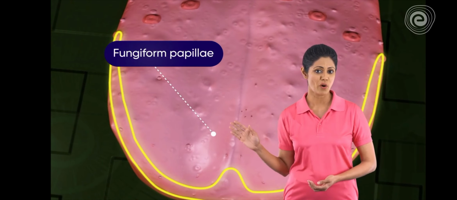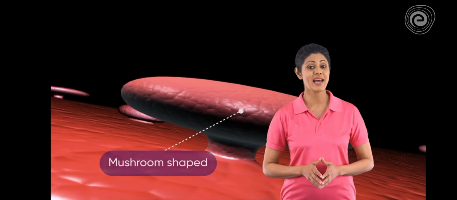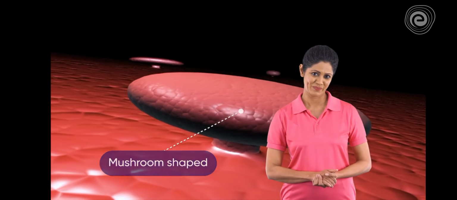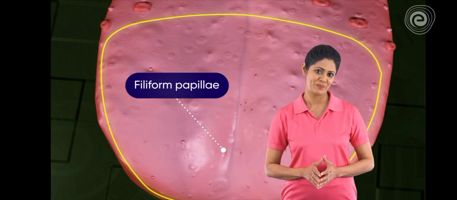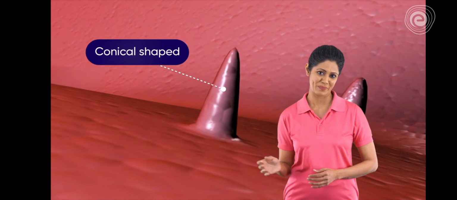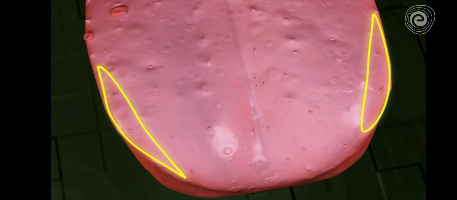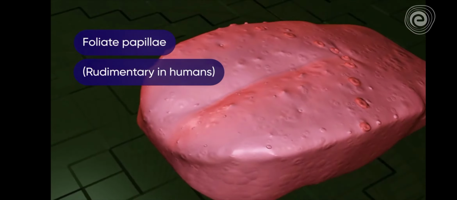The fungiform papillae are numerous in number, distributed at the tip and sides of the tongue, and are mushroom-shaped. The filiform papillae are most abundant but small. They are present on the anterior two-thirds of the tongue. They are conical in shape. The foliate papillae are found on the lateral margins but are rudimentary in humans.